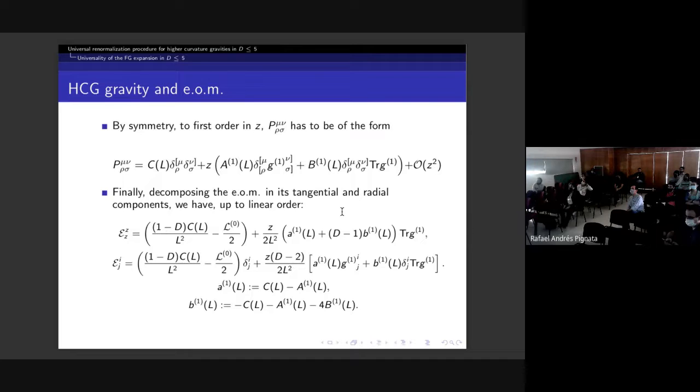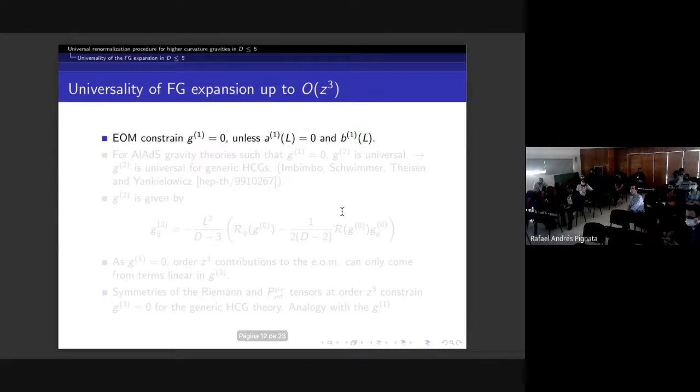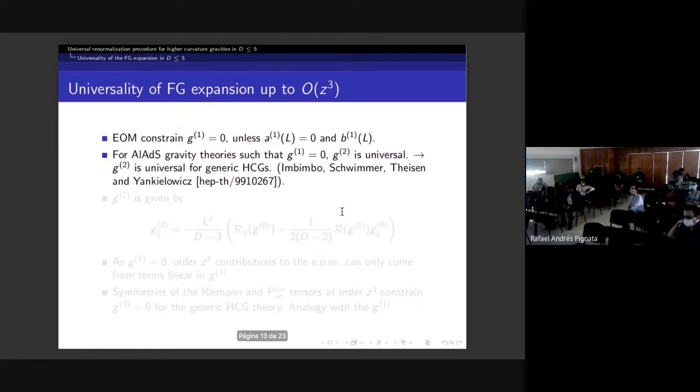So from here, you can see that just by symmetry arguments, the G1, so the linear term of the metric, has to be equal to 0, right? So the equation of motion for generic higher curvature gravity constrains the G1 term to be equal to 0, okay? Well, unless some particular fine-tunings happen with respect to the couplings of the higher curvature terms, but in the generic case, the equation of motion constrains this to be equal to 0, okay?